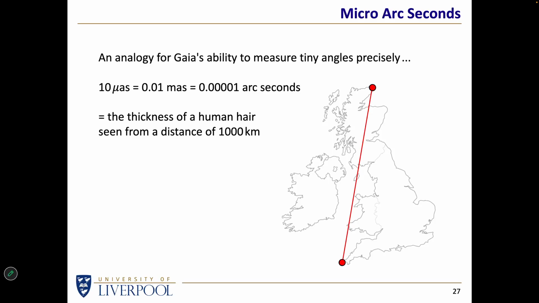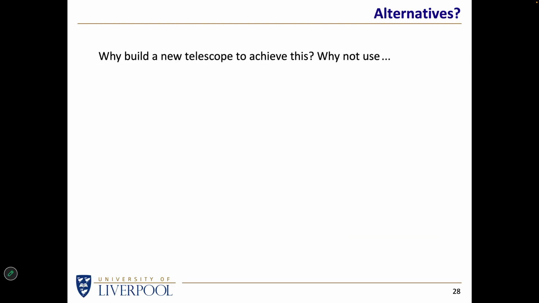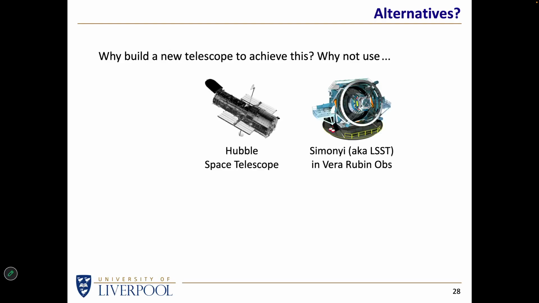Phenomenal and very underrated. Some people have dismissed Gaia as all it's doing is measuring star positions, but it's doing it with that crazy precision. So why build a telescope to do that? Can't we get that sort of precision from anything else? Can't we map the sky with one of the telescopes we've already got?